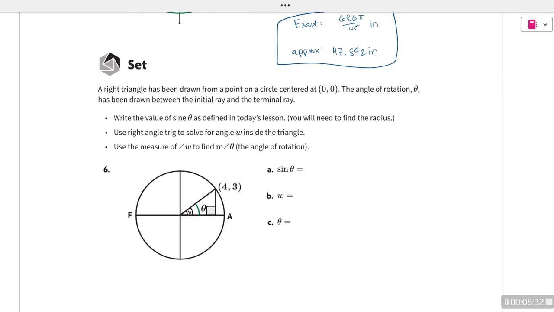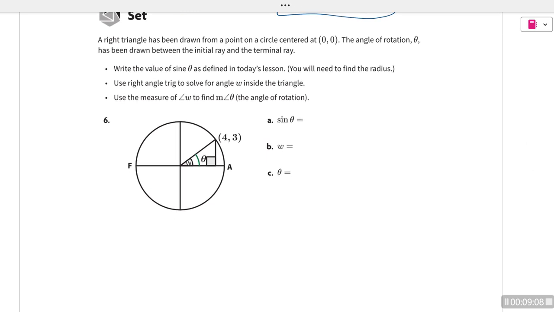Set says a right triangle has been drawn from a point on a circle centered at 0, 0, and the angle of rotation, theta, has been drawn between the initial ray and the terminal ray. Write the value of sine of theta as defined in today's lesson. You'll need to find the radius. Use right angle trig to solve for angle W inside the triangle, and use the measure of angle W to find the measure of angle theta, the angle of rotation.